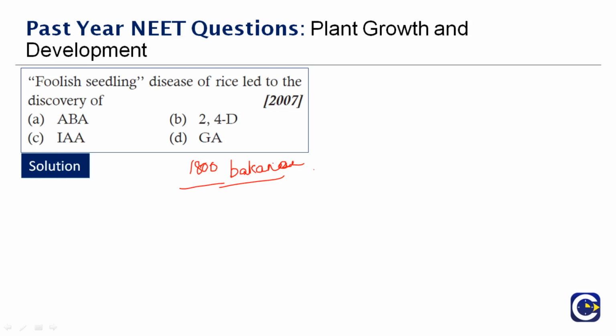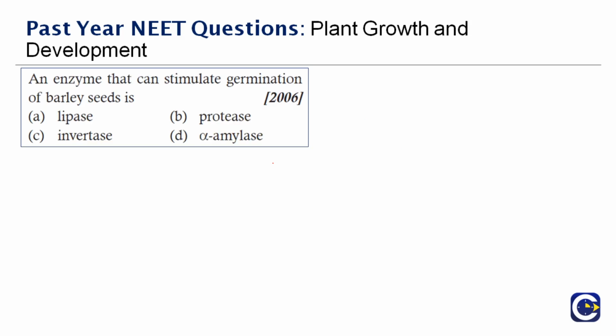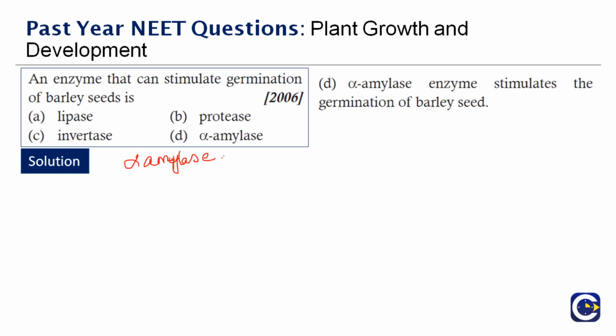So foolish seedling disease of rice led to the discovery of gibberellic acid, gibberellin. Okay, next question here. An enzyme that can stimulate germination of barley seeds is dash. I think this is a very easy question for you to answer, because when we discussed abscisic acid, we discussed two things: alpha amylase and alpha carboxylase or hydrolase. We have these enzymes which help in that. Alpha amylase enzyme will stimulate the germination of the barley seed. Therefore, the correct answer is option D.